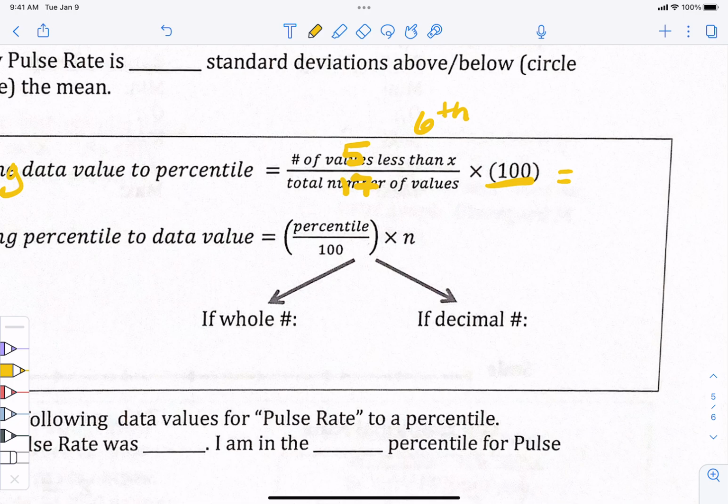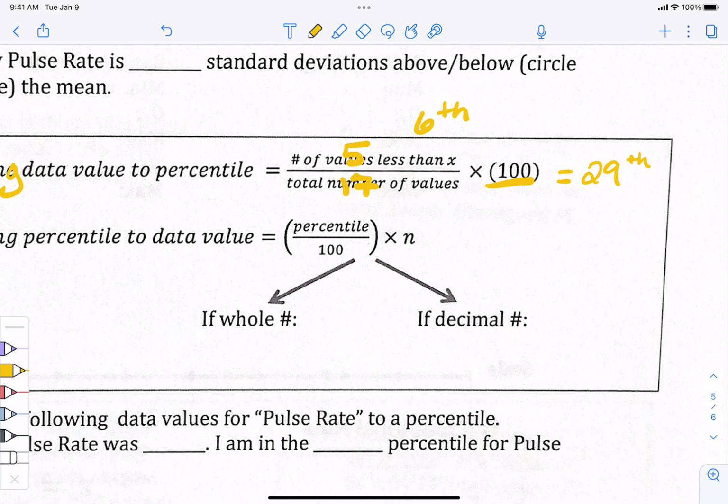Now, you will have to put these in order. So 5 divided by 17 times 100, I would be in about the 29th percentile. Does that make sense? The number of data values less than you, so put them in order. How many people are less than you? And then divide by 17 times 100. You are in the 29th percentile.